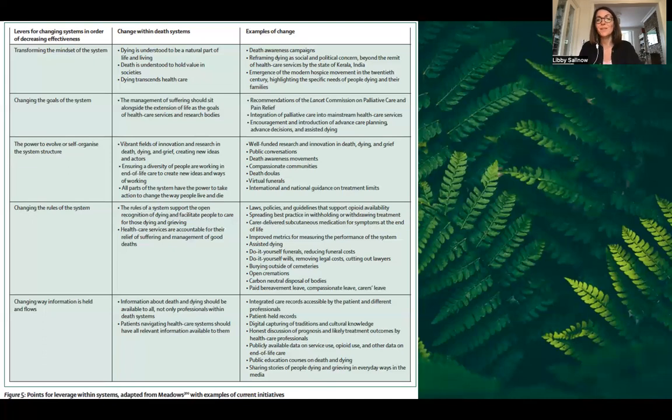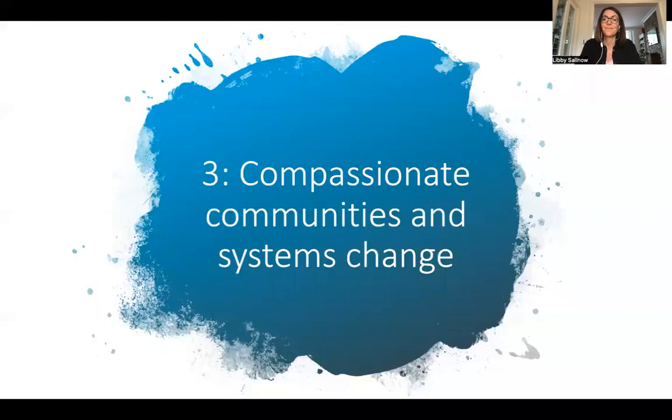I think this is one of the most uplifting and exciting parts of the whole report. And in here is where compassionate communities sit. This is where we begin seeing compassionate communities as a really crucial way of achieving systems change. So I'm going to talk now, in the final part, about what compassionate communities mean, what their significance is, and how they can lead to systems change, to significantly change and improve outcomes and experiences for people as they're dying.